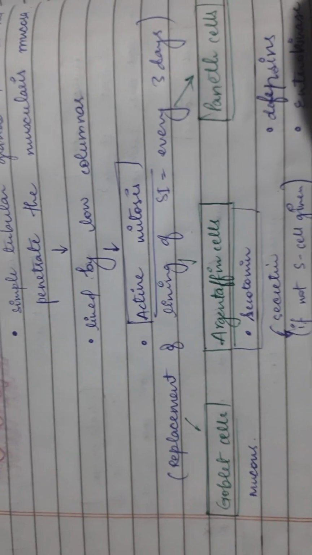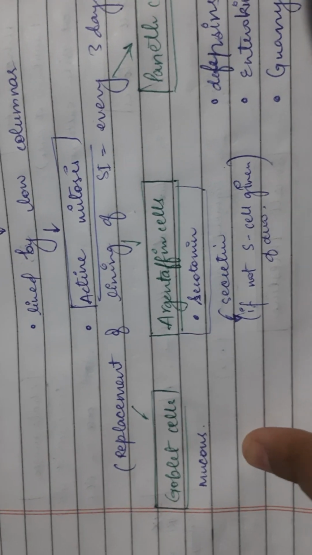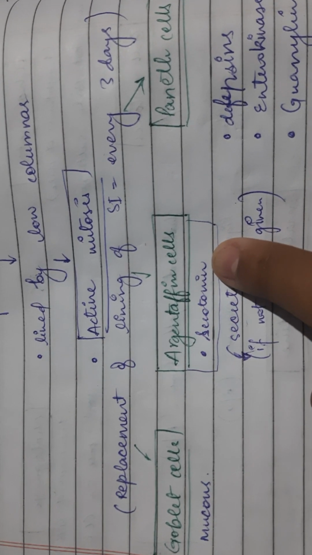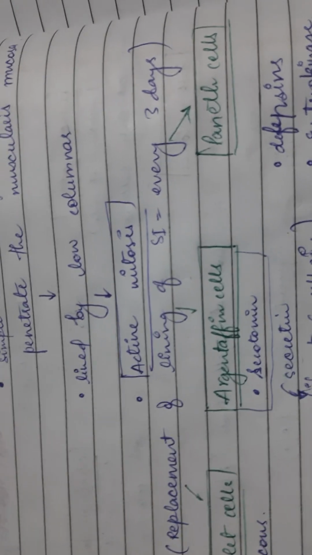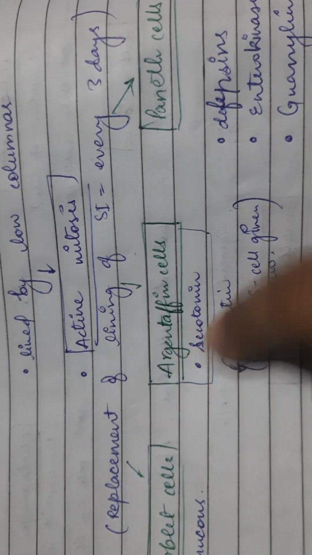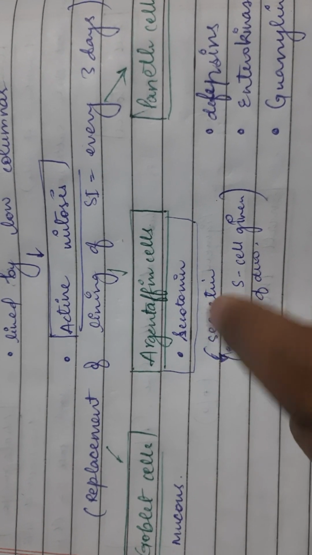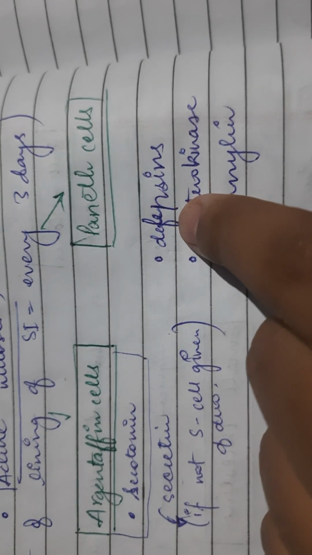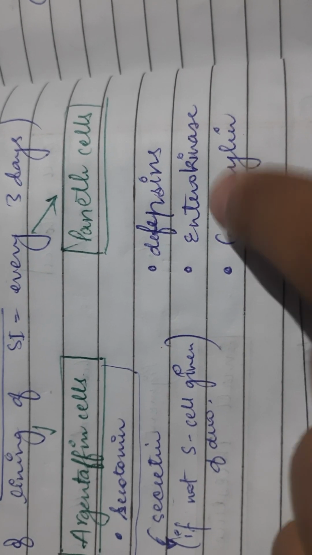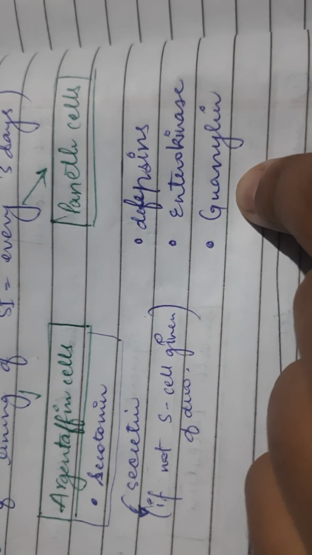The lining of the small intestine consists of 3 cells: goblet cells, argentaffin cells, and Paneth cells. Goblet cells secrete mucus. Argentaffin cells secrete serotonin; S cells secreting secretin are also part of this group, but the main function of argentaffin cells is serotonin secretion. Paneth cells secrete defensin, enterokinase, which converts trypsinogen into trypsin, which activates all other pancreatic enzymes, and guanylin.